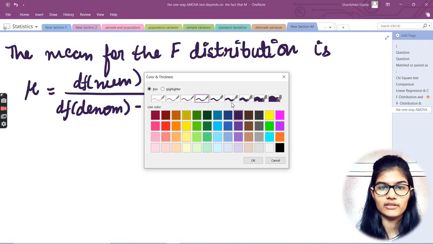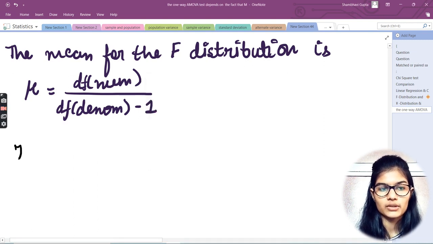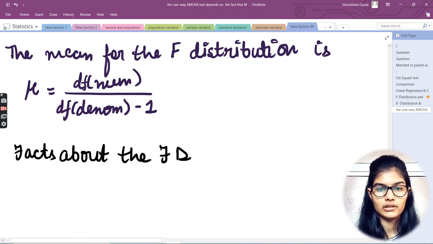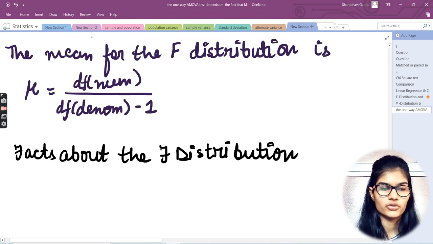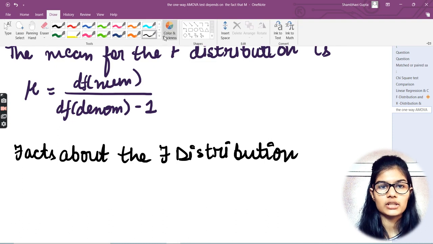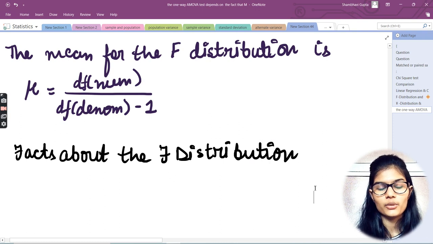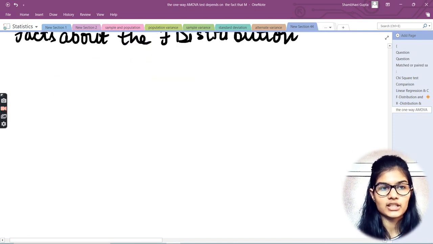Now, what are the facts regarding the F distribution? I'll put on the heading again: facts about the F distribution. I'm going to take out one of the colors again so that I can proceed with the writing. Now we will be discussing some facts about the F distribution.